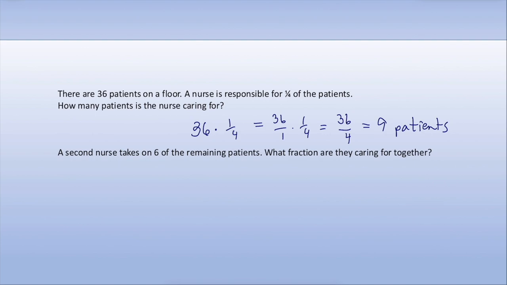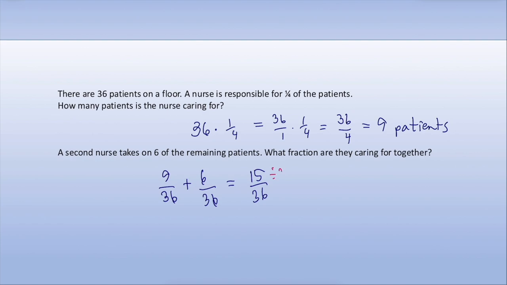It says the second nurse takes on 6 of the remaining patients. What fraction are they caring for together? If you think about together, the first nurse was taking care of 9 out of 36. The second nurse was taking care of 6 out of 36. That is 15 out of 36 patients. Now, you want to ask yourself, are 15 and 36 divisible by the same number? Can I put that in lowest terms?